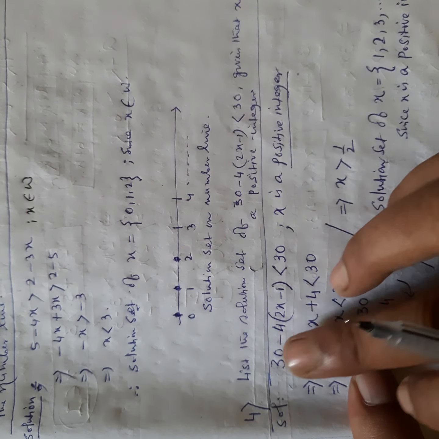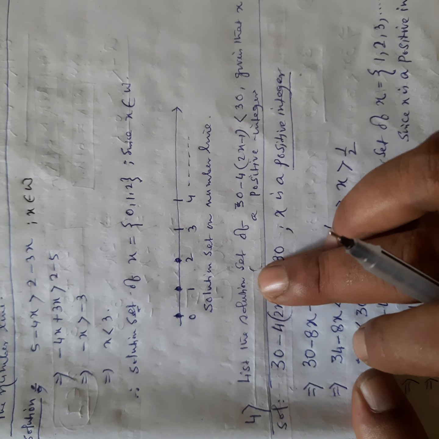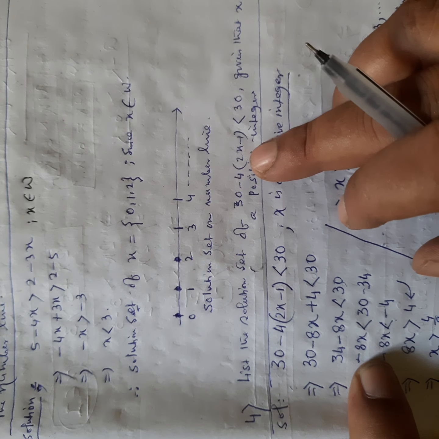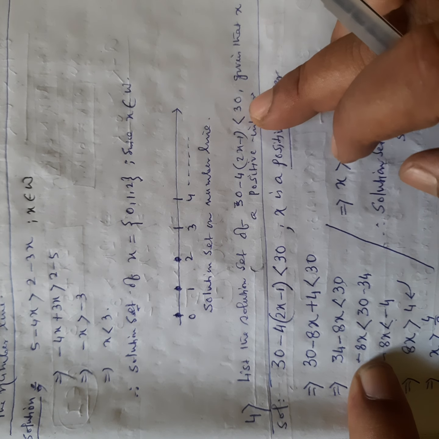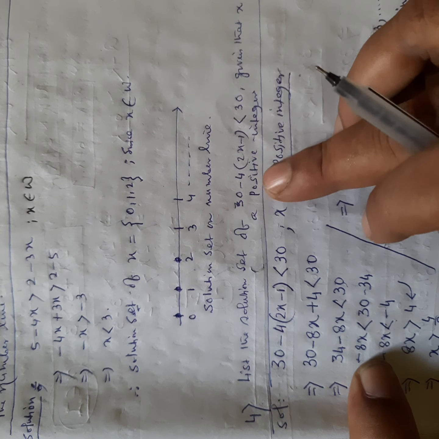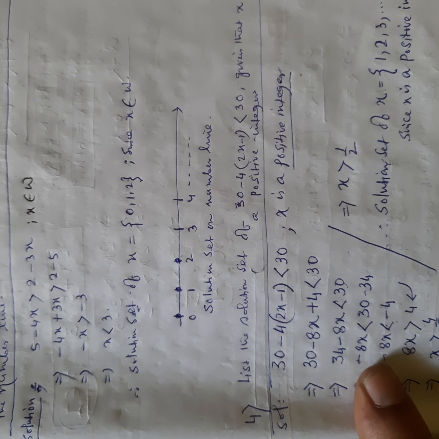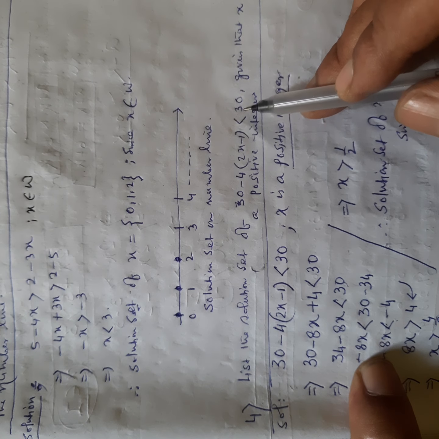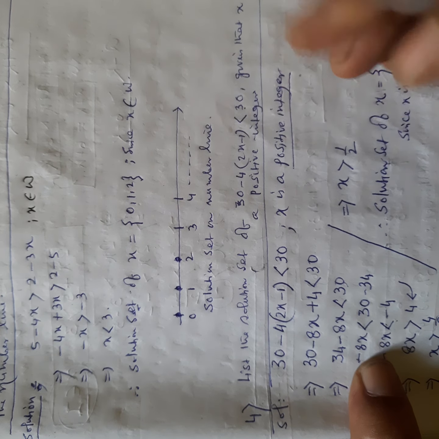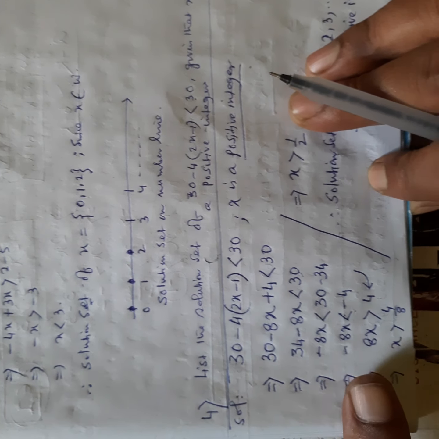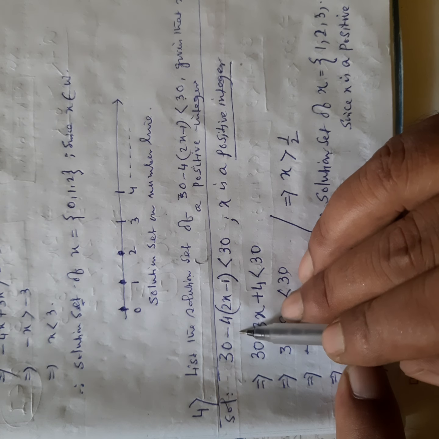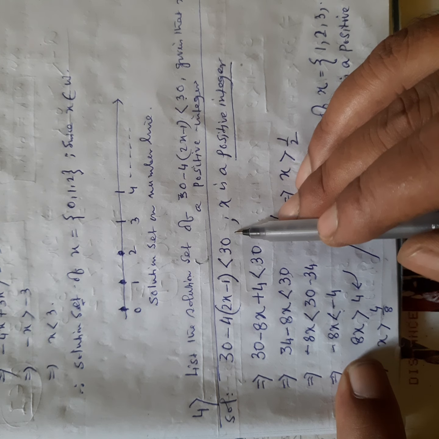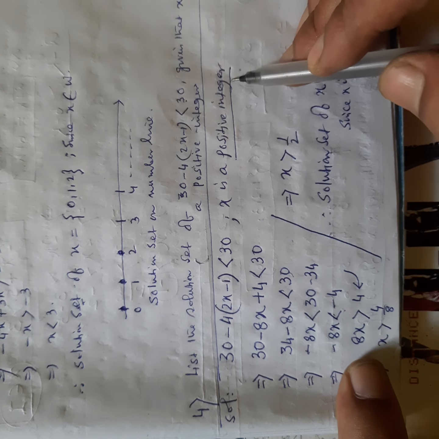Next question. List the solution set of 30 minus 4 into (2x minus 1) less than 30, given that x is a positive integer. Solve this inequation when x is a positive integer. Solution: 30 minus 4 into (2x minus 1) less than 30 such that x is a positive integer.